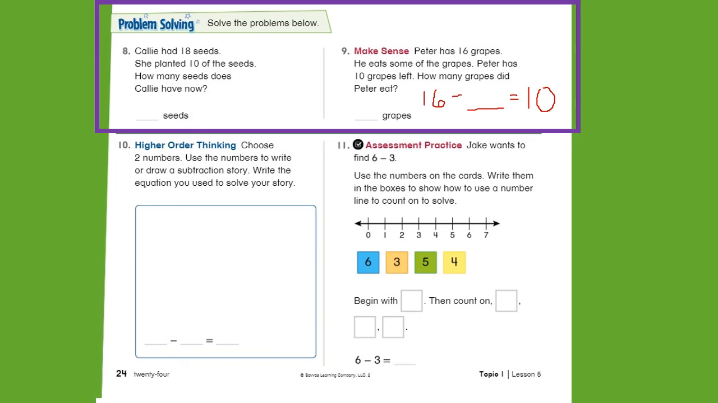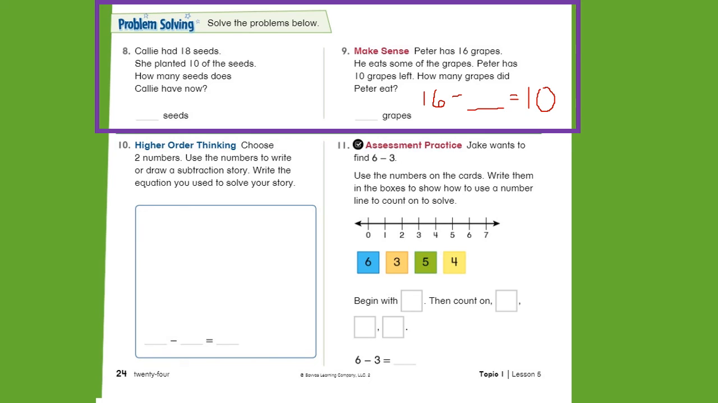Number 10, higher order thinking, tough question. Choose two numbers. Use the numbers to write or draw a subtraction story. Write the equation you used to solve your story. Boys and girls, you don't have to go wild with the pictures. You can just show me an equation. And if you want to show some small object or pictures that helps me understand it, great.